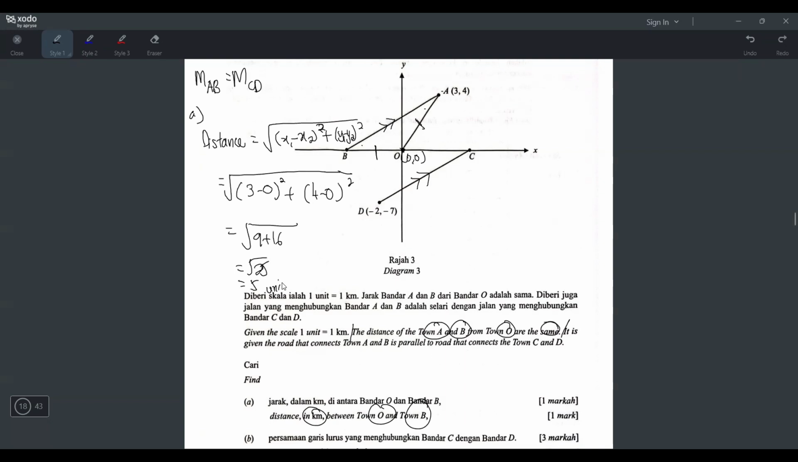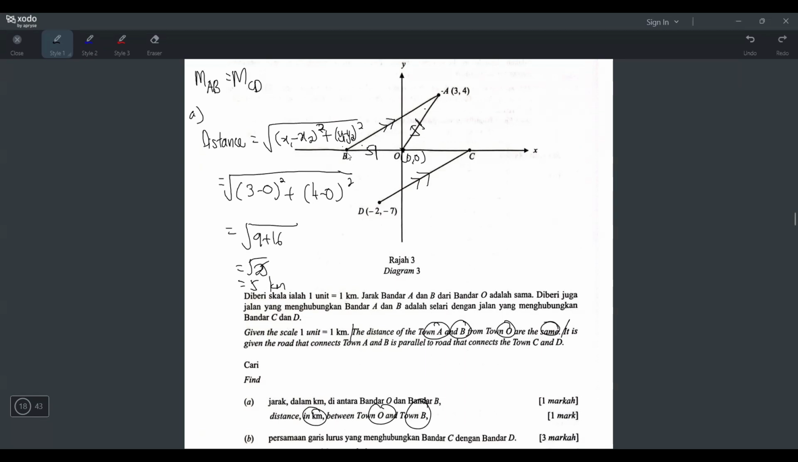But this is 5 units, right? Do you remember they said 1 unit is 1 kilometer? So 5 units is 5 kilometers. It means this jarak here is 5. This jarak is also 5 because they are the same distance. That's why labeling is very important. The moment they said the distances AO and BO are the same, I already labeled it. That's why I know I can use the distance of OA to find the distance of OB, because they are the same distance. What they want here is the distance in kilometers. So the answer is 5 kilometers.